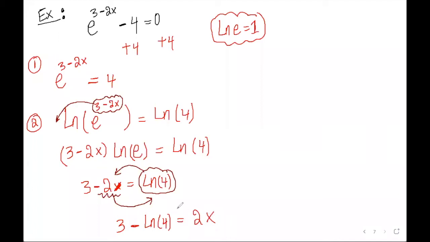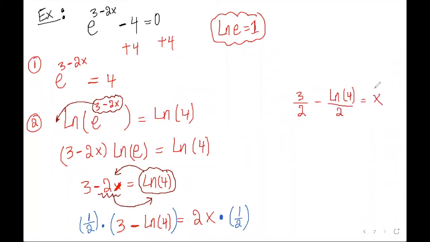Now I have to divide all the sides by 2, or multiply by the reciprocal of 2. So I multiply by 1 over 2, multiply by 1 over 2. So now I get 3 over 2, because I have to distribute everything here, 3 over 2 minus ln 4 over 2 equal x. And this is my answer.